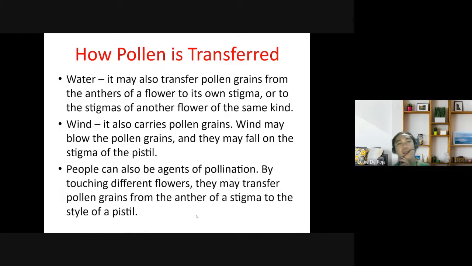Okay, people can also be agents of pollination. By touching different flowers, they may transfer pollen grains from the anther to the stigma and style of a pistil.